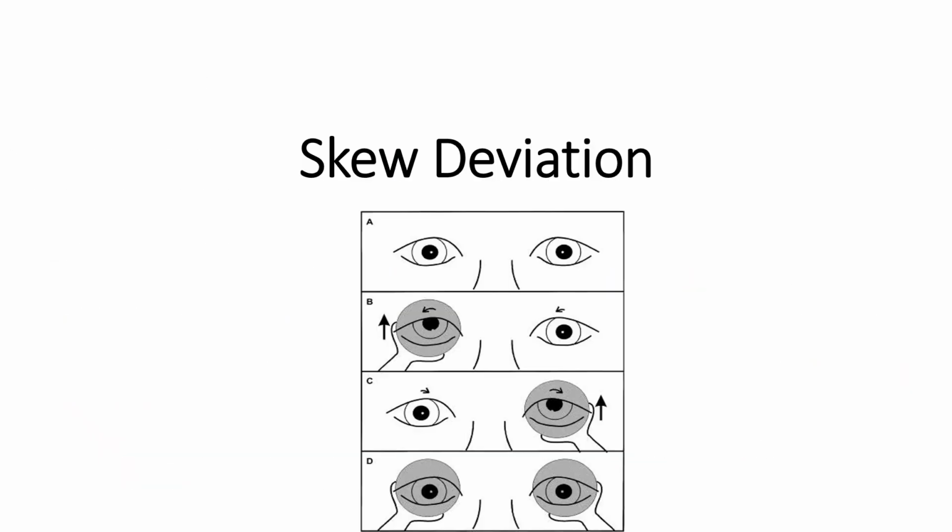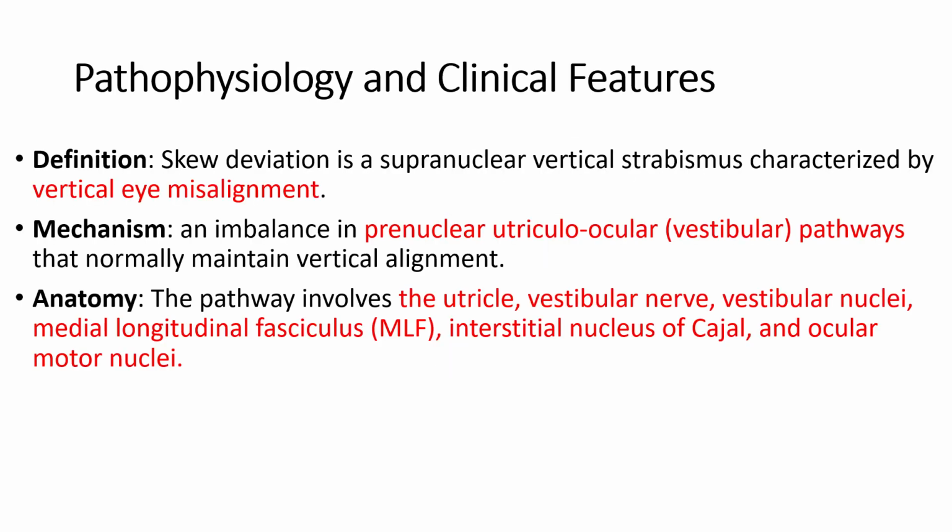Skew deviation. Skew deviation is a supranuclear vertical strabismus characterized by vertical eye misalignment. There is an imbalance in the prenuclear utriculo-ocular pathways that normally maintain vertical alignment. The pathway involves the utricle, vestibular nerve, vestibular nuclei, medial longitudinal fasciculus, interstitial nucleus of Cajal, and ocular motor nuclei.